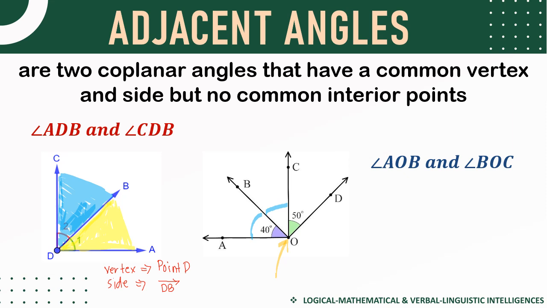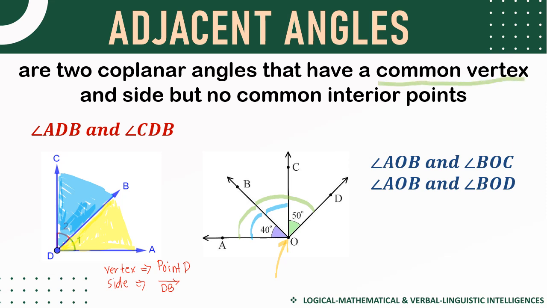Apart from this, there's a lot more. We can also have angle AOB paired with BOD. So we can also consider this angle paired with BOD. We will not look into the angle measures. Those are not part of the conditions in the description of adjacent angles. Rather, we are just going to consider these three conditions.